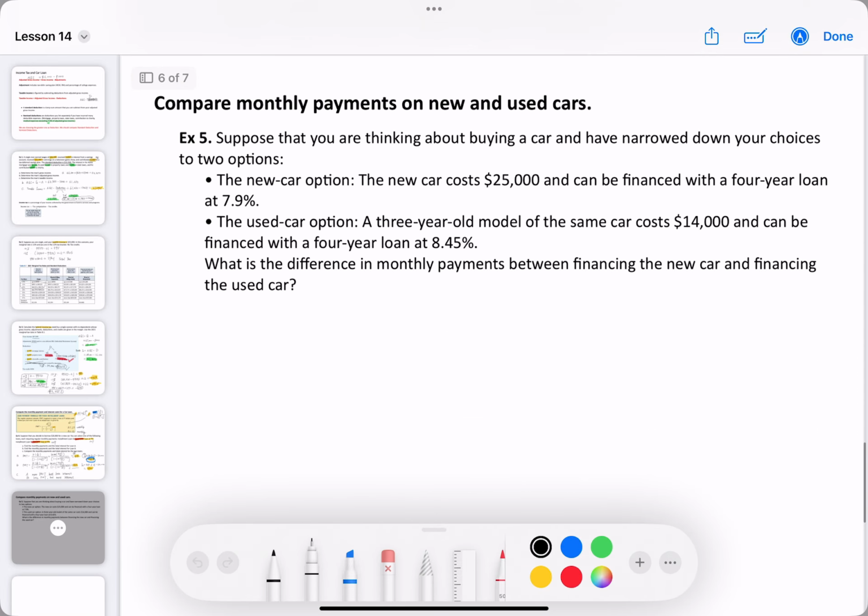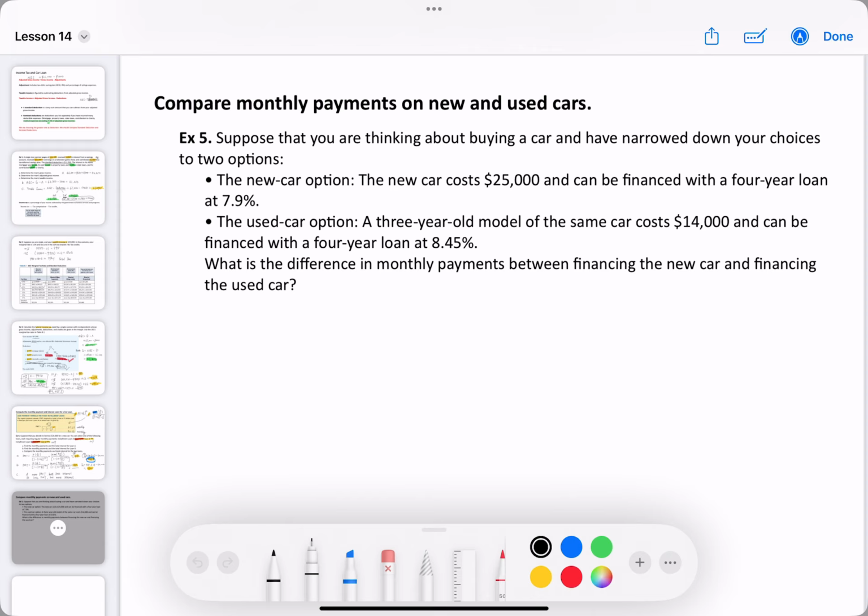Okay, let's see the next example. Compare monthly payments on a new and used car. Number 5. Suppose that you are thinking about buying a car and have narrowed down your choices to 2 options. The new car option: the new car costs $25,000 and can be financed with a 4-year loan at 7.9%.